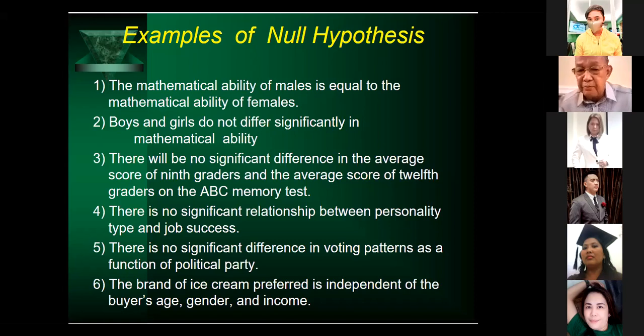In analyzing null hypothesis number 6, what do you think is the dependent variable? Paki-analyze yung number 6. Ano ang dependent variable ng study? The brand of ice cream preferred. That is your dependent variable. And then the independent variables or the predictor variables are age, gender, and income. That's correct. Kaya diyan ko ginamit yung stem na Y is independent of X. So we say the brand of ice cream preferred is independent of buyer's age, gender, and income.